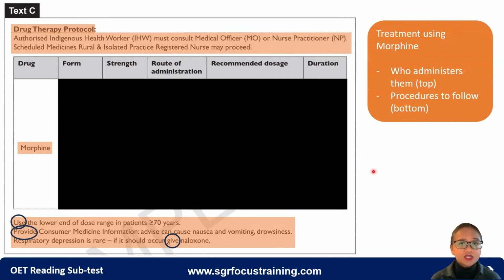How do I know these are procedures? Again, we're going to use our grammar knowledge. What I've highlighted here is that I can see the words use, provide, and give. They are verbs. Okay, verbs are action words. They tell us what we're supposed to do. We need to use this, we need to provide this, and we need to give this, which means this is a procedure or something that we need to follow or to do. Okay, so always remember that whenever you've got verbs, those are instructions, things that you need to do.